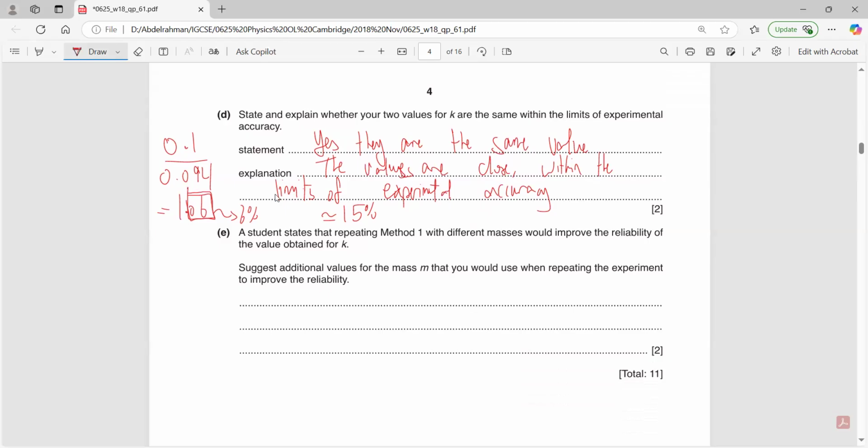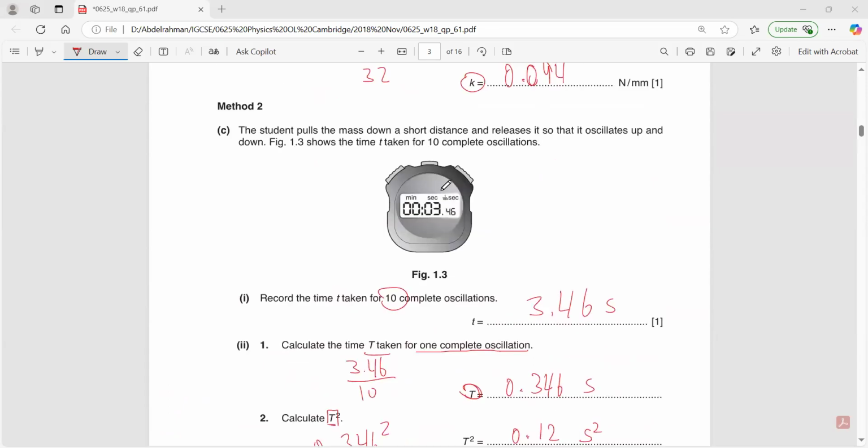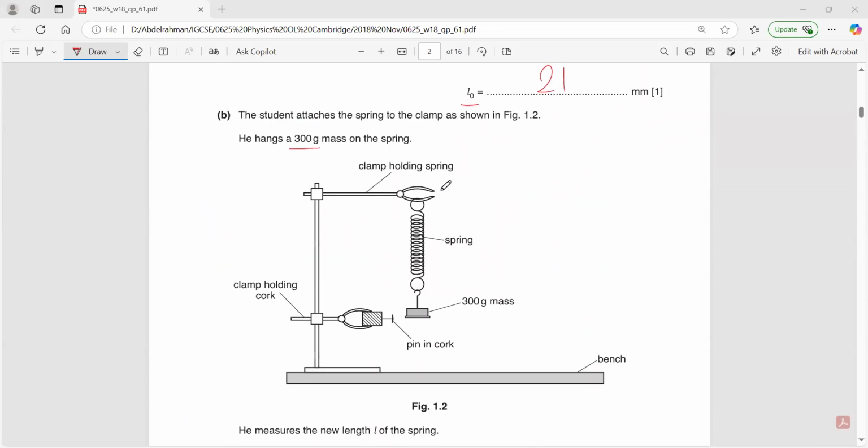A student states that repeating method 1 with different masses would improve the reliability of the obtained value of k. I need to repeat the experiment using different masses. What was the initial mass? If you go back, you'd find the initial mass was 300 grams. That's why I told you to read the questions carefully.